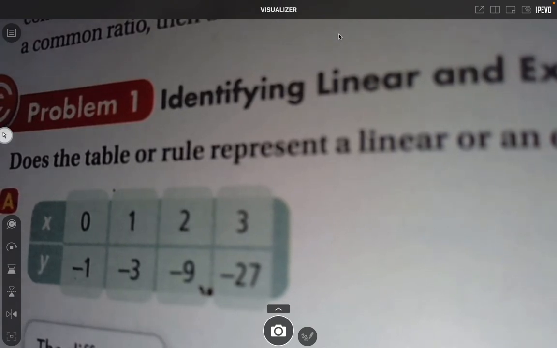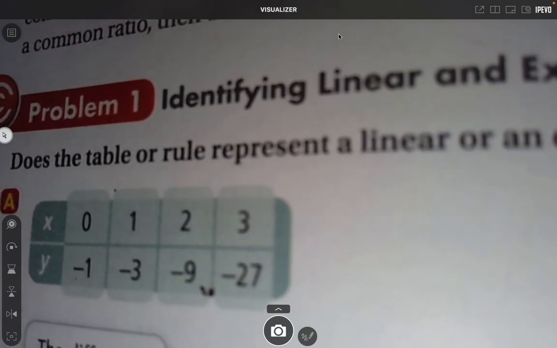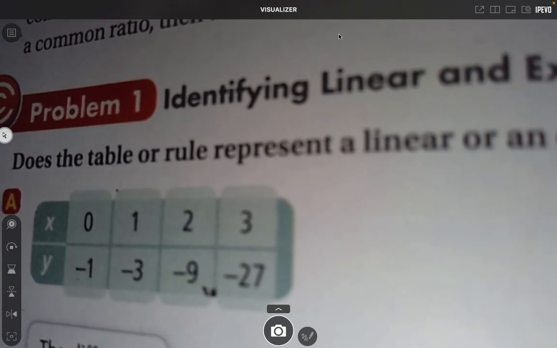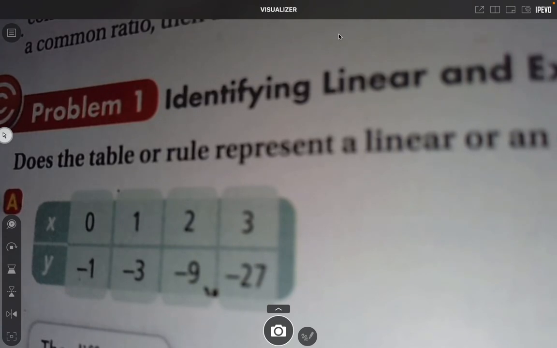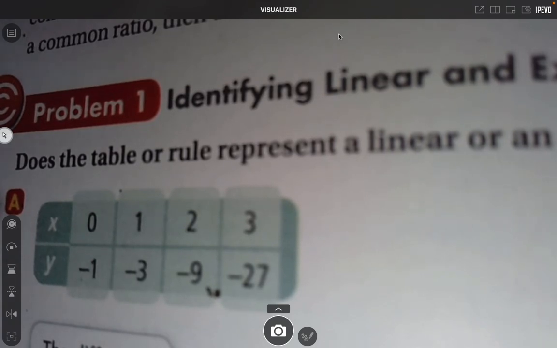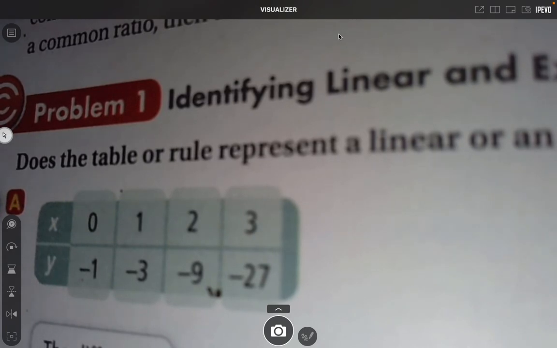What you're going to look at is whether the common difference is the same. What's this one going up by? 1. And this one's going up by 1. Now let's check this one. Am I adding or subtracting the same thing? If I subtract 2, do I subtract 2 every time? No. Then it's not linear. That's what we've been doing.